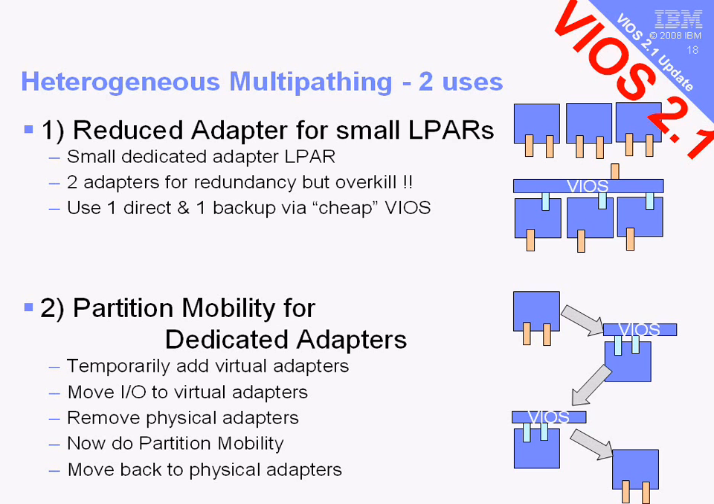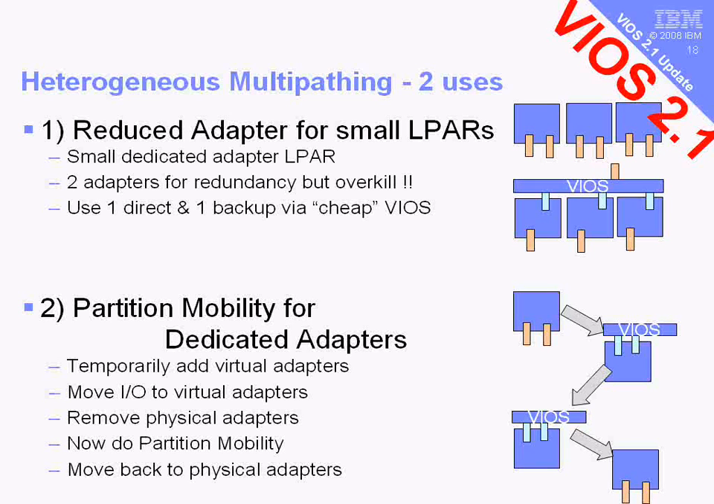Another reason for having it is that in partition mobility, we can only do partition mobility with virtual adapters inside the logical partition. But if we really need to have dedicated I/O adapters, then we can't do partition mobility. But we could add two virtual adapters to our logical partition. We could move the I/O to the virtual adapters and then remove the physical adapters. Then we're in a position to use partition mobility to move the logical partition between one machine and the other. Then we can add the physical adapters back and move the I/O back to the physical adapters. So that allows us to effectively do partition mobility but still be using dedicated adapters. That's a really nice trick.